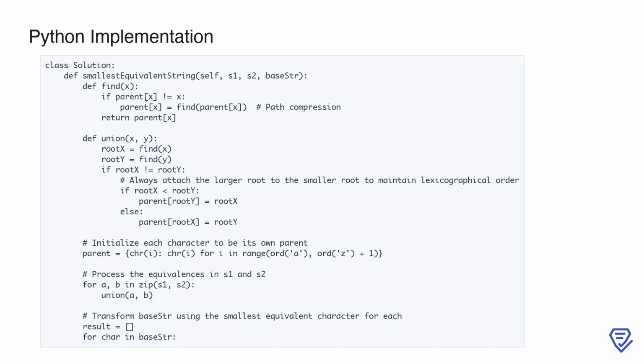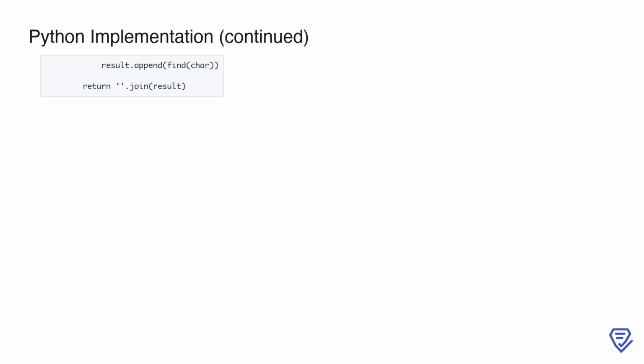After that, we initialize the parent dictionary, where each character from A to Z is its own parent initially. This setup allows us to establish equivalences based on the S1 and S2 strings. For each pair of characters in S1 and S2, we call the union function to merge their equivalence classes. Finally, we begin constructing the transformed version of base str by iterating through its characters. For each character in base str, we use the find function to determine its smallest equivalent character and append this to the result list. By doing this, we ensure that each character in base str is replaced with the lexicographically smallest character from its equivalence class.